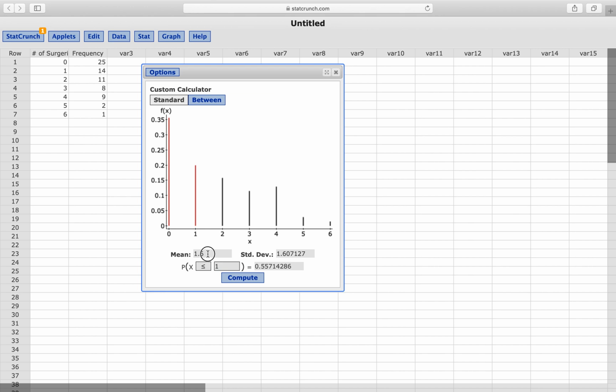So this gives us our mean right down here, which is 1.6, which also agrees with what we did by hand. So that is how you find the frequency distribution mean both by hand and in StatCrunch.